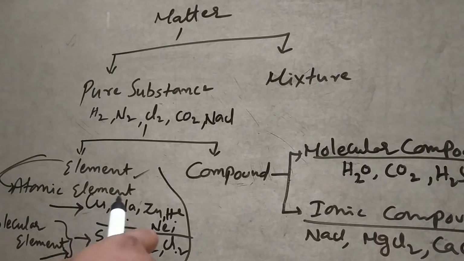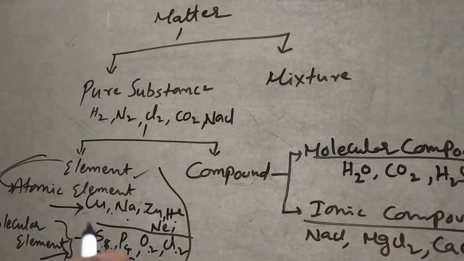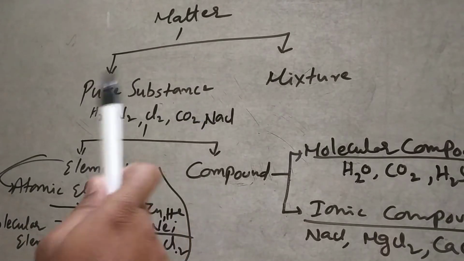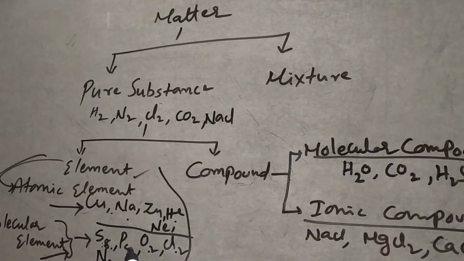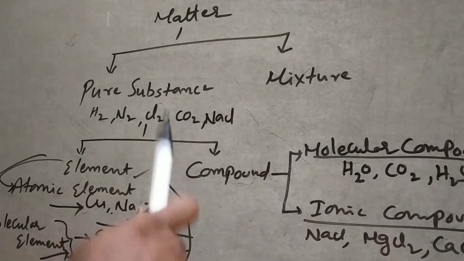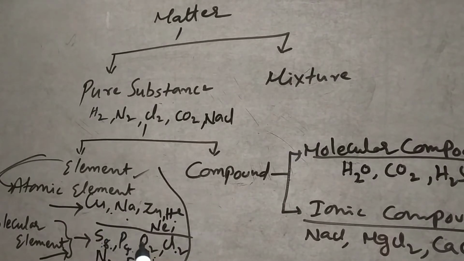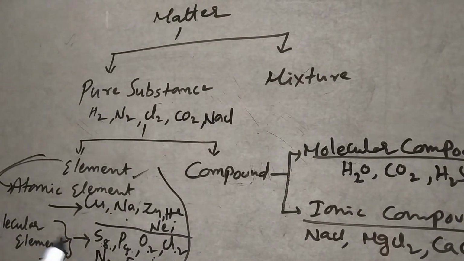Then what about molecular element? Molecular elements do not naturally exist in nature as single atoms. Suppose you take S, it cannot exist as a single atom; it is in the form of S8 only. Take P4, it cannot exist as single atoms, so the basic unit is P4 only. Oxygen cannot exist as O; it is in the form of O2 only. Take Cl2. They cannot exist as single atoms in nature, so we call them molecular elements only.